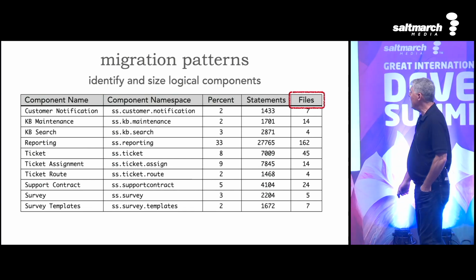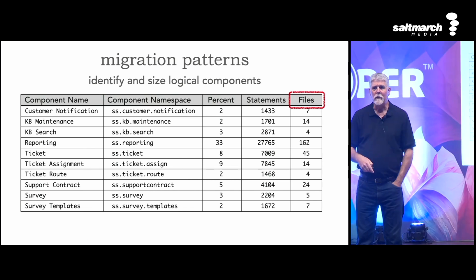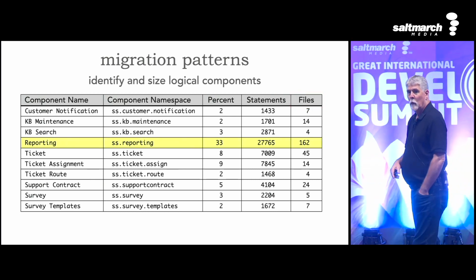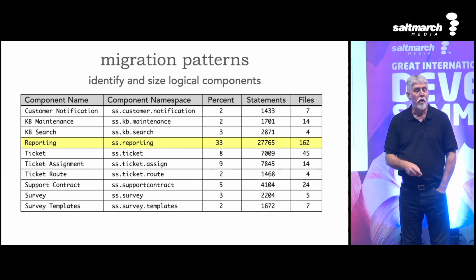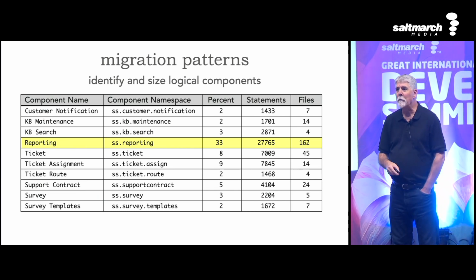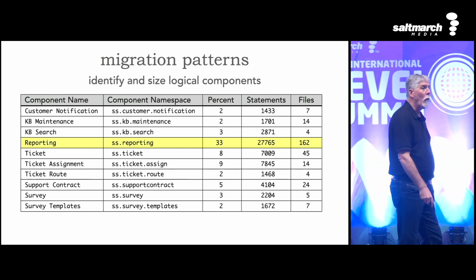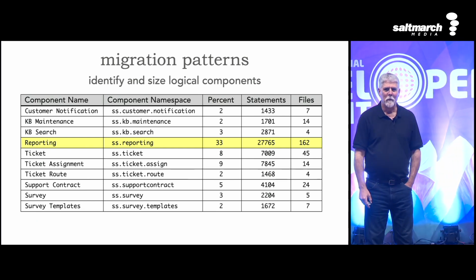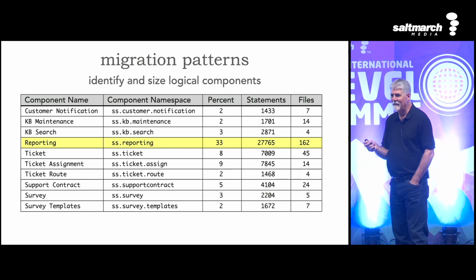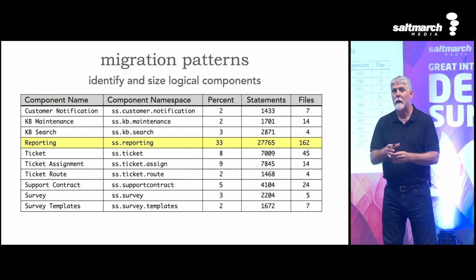Okay, does anybody see, and here's SysOps Squad, does anybody see a possible problem here? Ooh, 33% of our code base is represented through one single component, reporting. Wow. I like to see every component less than 10%, or some sort of smaller metric, but within 1 to 2 standard deviations from each other.